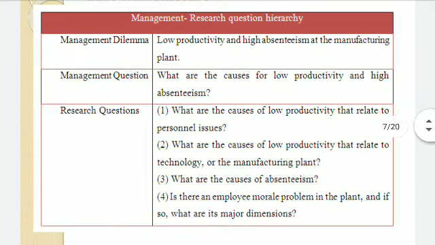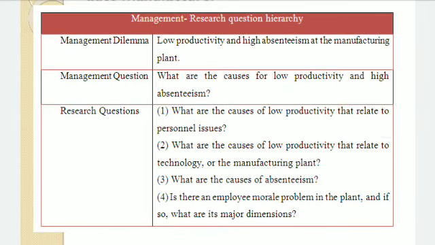So I have listed out some points. What can be the research questions? Number 1, what are the causes of low productivity? Is that related to personal issues of the laborers? Number 2, what are the causes of low productivity? Is that related to technology of the manufacturing plant? Maybe machineries are faulty, or they are using low technology and the laborers are doing exactly fine work.